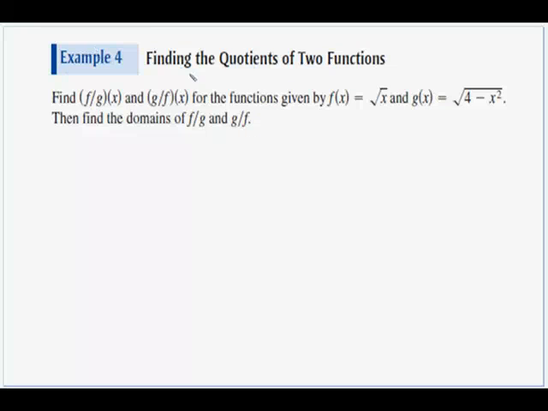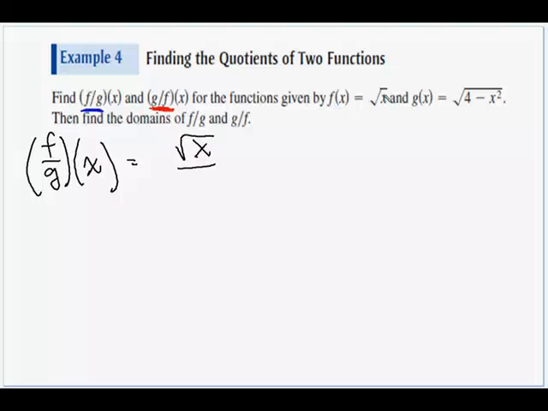Here in example 4, we're going to do the quotient of two functions. First we're going to do f divided by g, and then we're going to flip it over and do g divided by f, and we'll also talk about the domains of each. So first, let's do f divided by g of x. The f function goes on top, square root of x, and in the denominator we have the square root of 4 minus x squared.